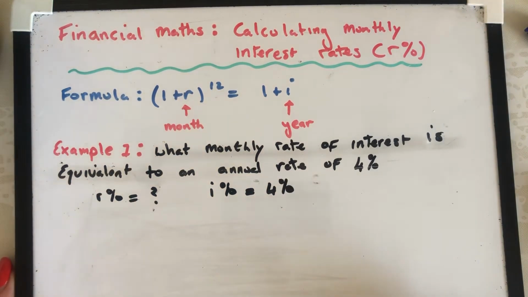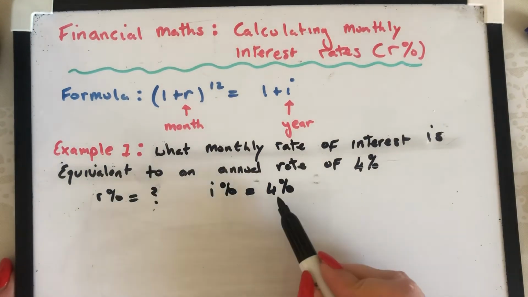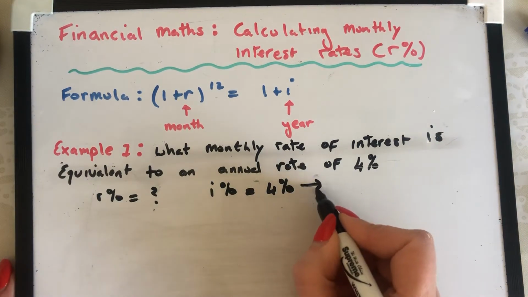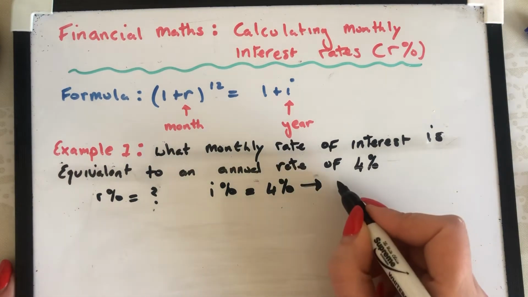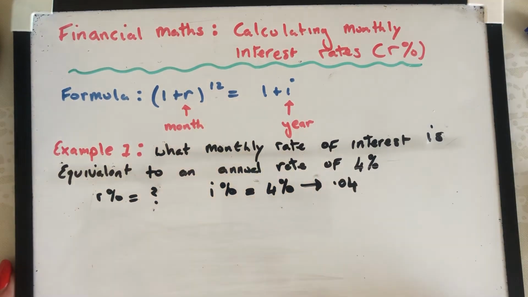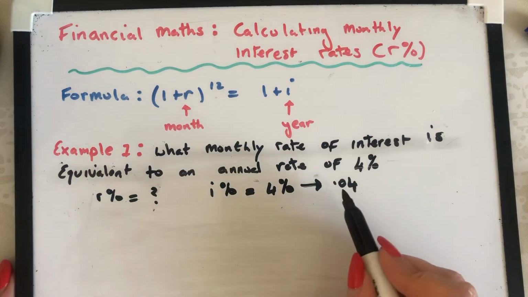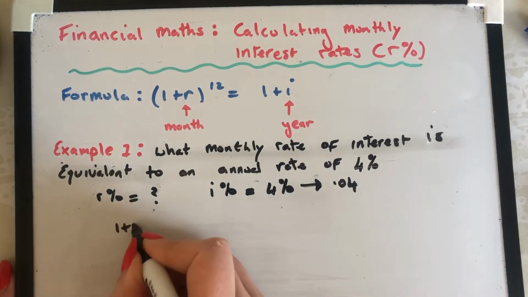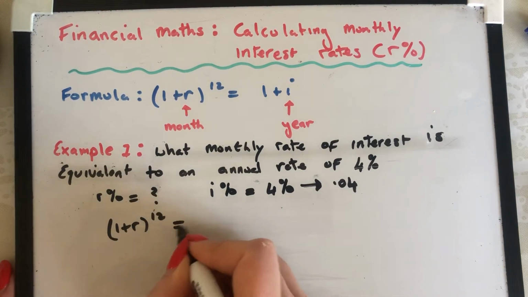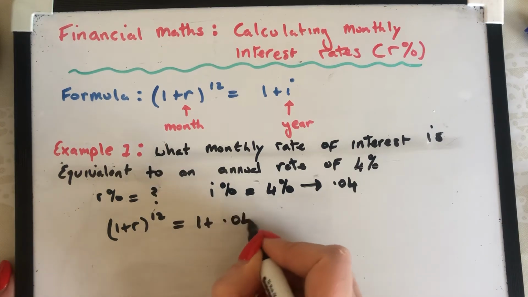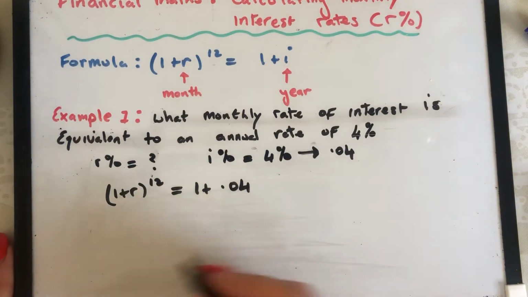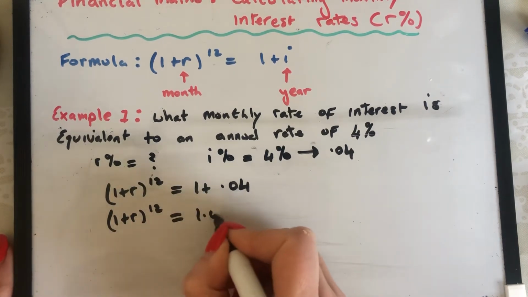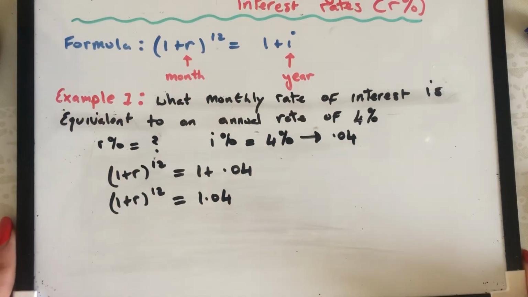It's very important in these questions that you always make sure that your percentage, which is 4%, is converted into decimal. So we divide by 100, so we have 0.04. And of course it'll be the 0.04 that will be inserted up here. So off we go. We have 1 plus R, filling in our I. We'll add that together, and we have 1.04.